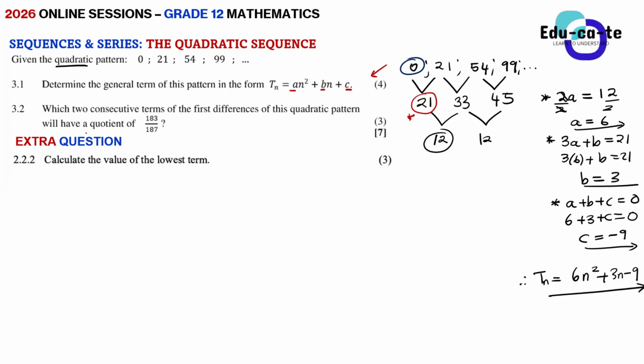Then comes the 3 marks questions. Guys, the 3 marks questions are the ones that are complicated, but they are awarded very little marks. Now, which two consecutive terms of the first differences of the quadratic pattern will have a quotient of 183 over 187?